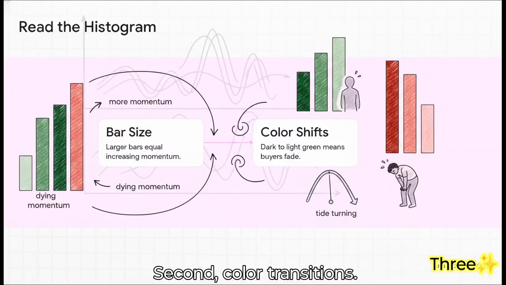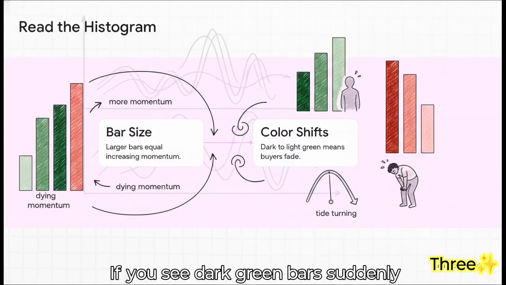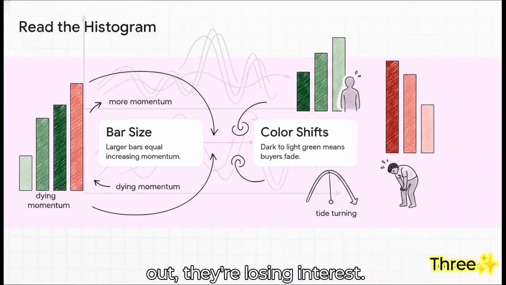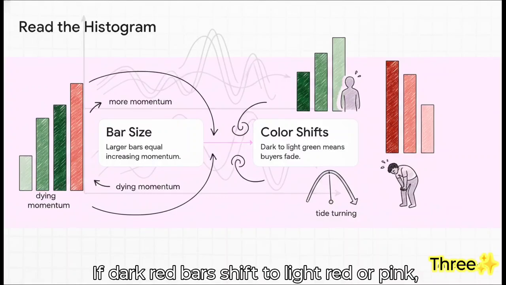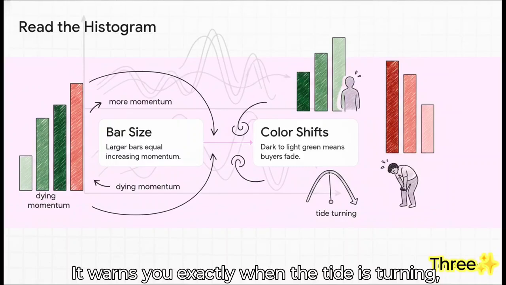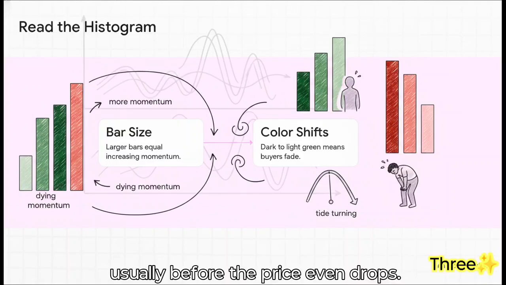Second, color transitions. This part is vital. If you see dark green bars suddenly transitioning to a light green, it means buyers are fading out, they're losing interest. On the flip side, if dark red bars shift to light red or pink, the sellers are exhausted. It warns you exactly when the tide is turning, usually before the price even drops.